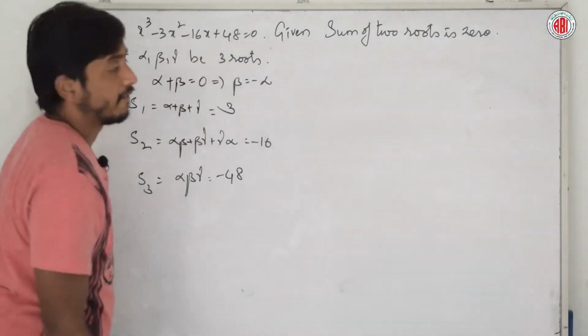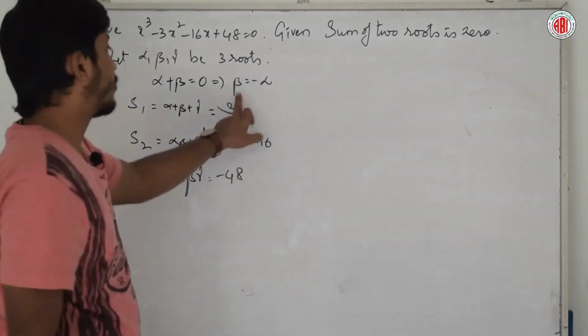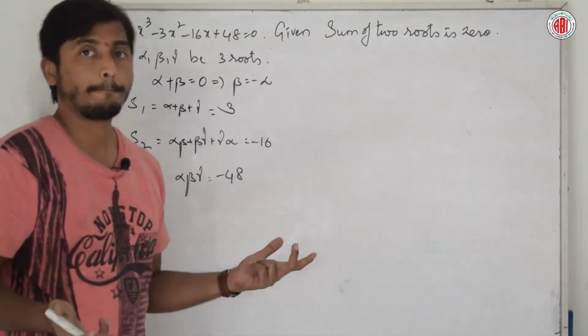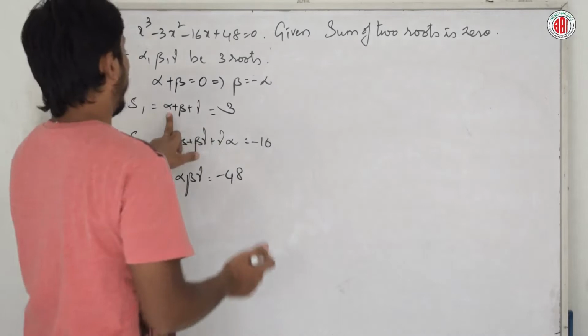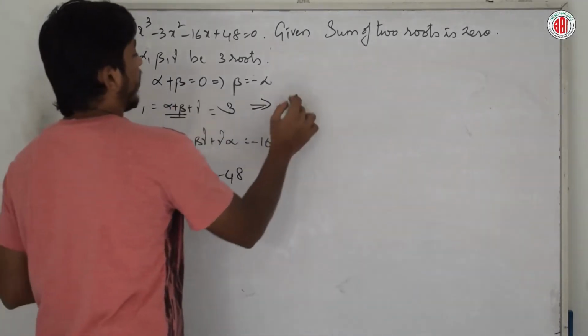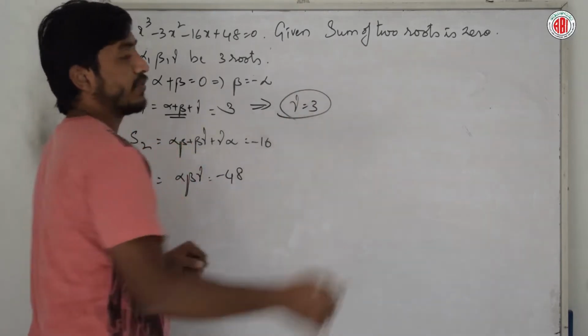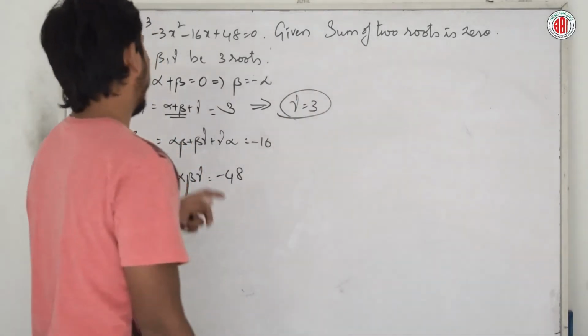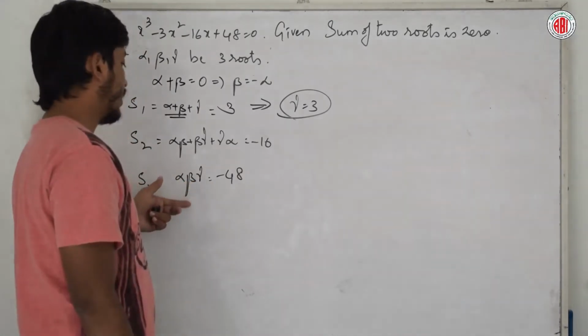Now let us substitute beta equal to minus alpha in any one of the equations and we can find the other two roots. If you observe here, alpha plus beta itself is 0, then what is the value of gamma? Yes, we got the value of gamma here. Okay, fine. Can I substitute it here?